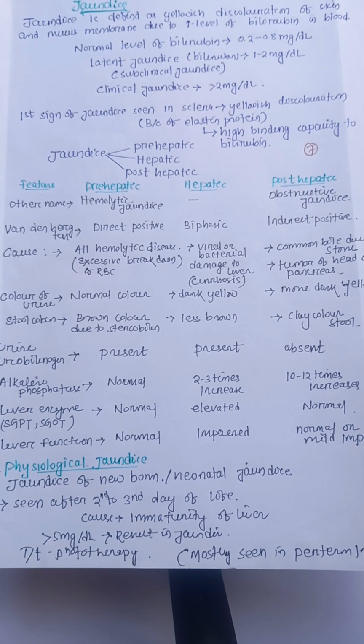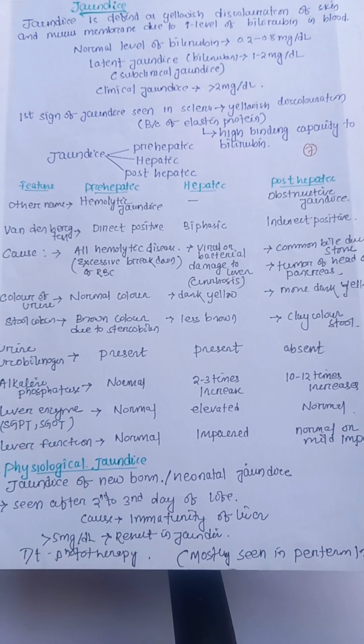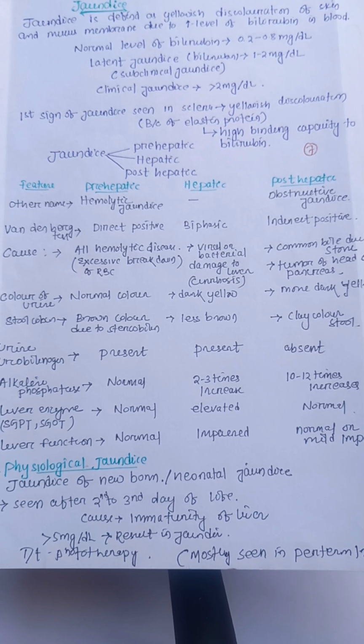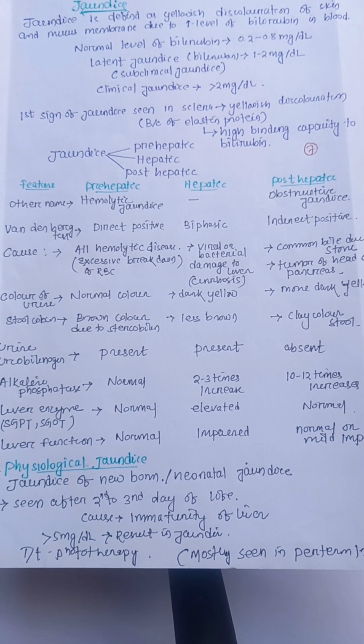Okay. Let's see the next important clinical aspect of hematology, that is jaundice. Jaundice is one of the important topics that is a must-ask question in the university examination. Jaundice is defined as yellowish discoloration of the skin and mucous membrane due to an increased level of bilirubin in the blood. The main cause of jaundice is increased bilirubin in the blood.